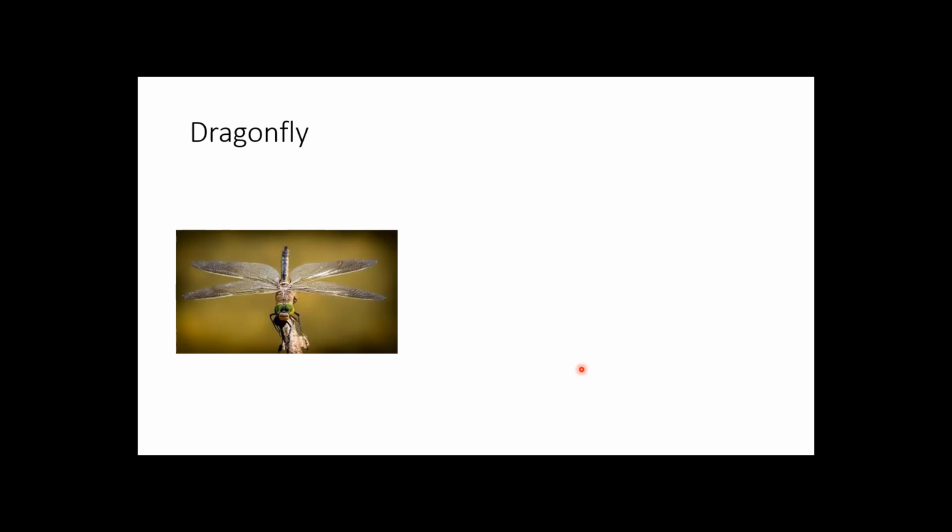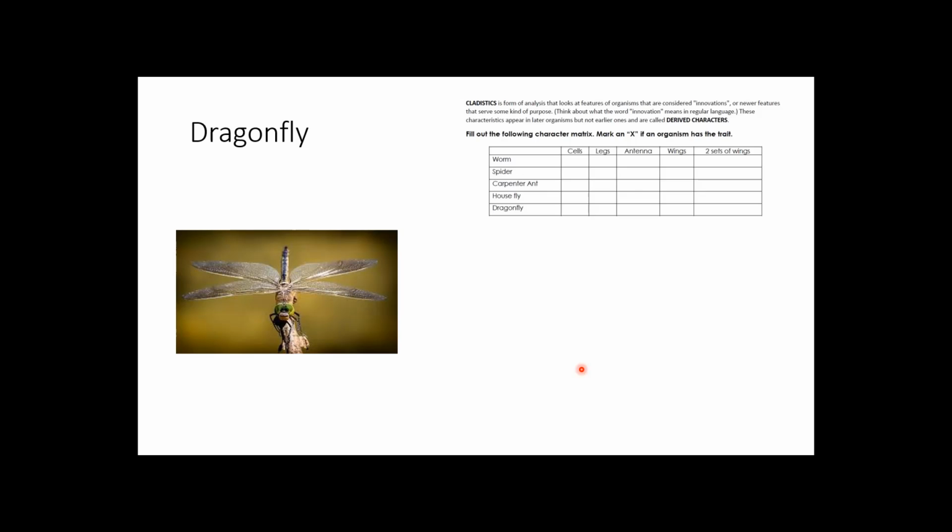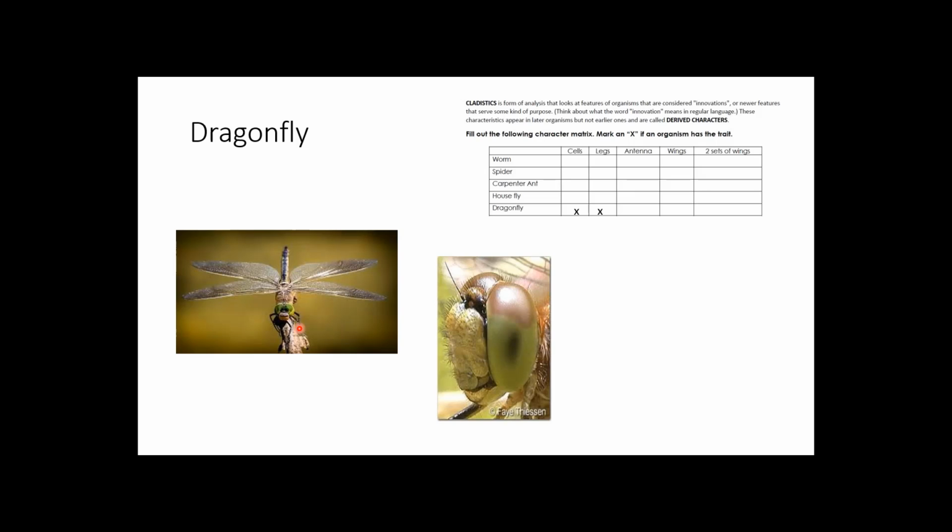So let's go into our dragonfly. Dragonflies are living, so they definitely have cells. They have legs, you can see those, and again, they're an insect, so they have 6 legs. Antennae. You can't see them unless you get really close, but dragonflies do have these antennae right here. So they definitely do have antennae. And wings. They definitely have wings, but unlike a fly, they have 2 sets of wings, whereas flies only have 1 set. So we're going to put an X in the 2 sets.